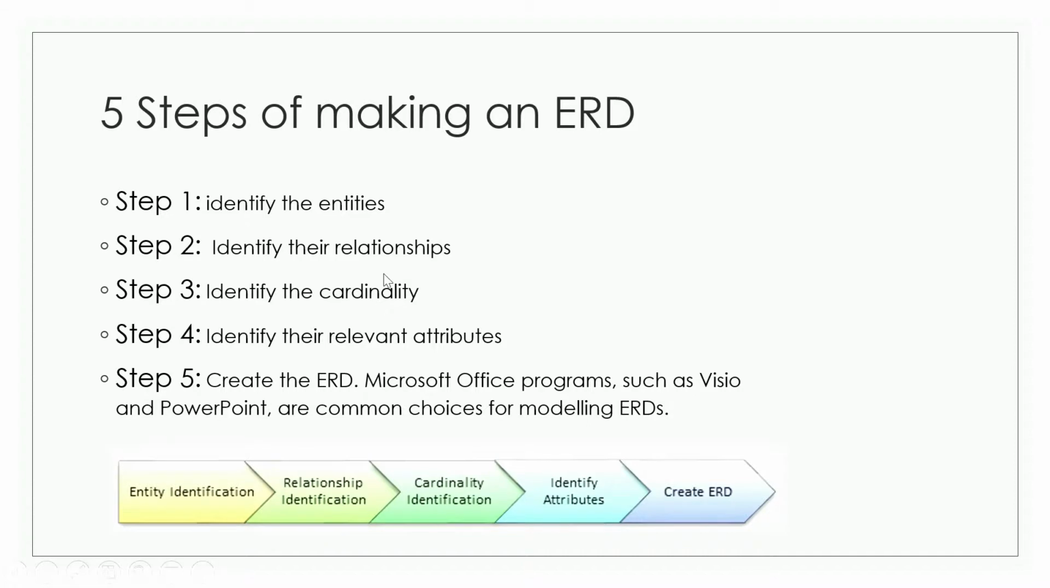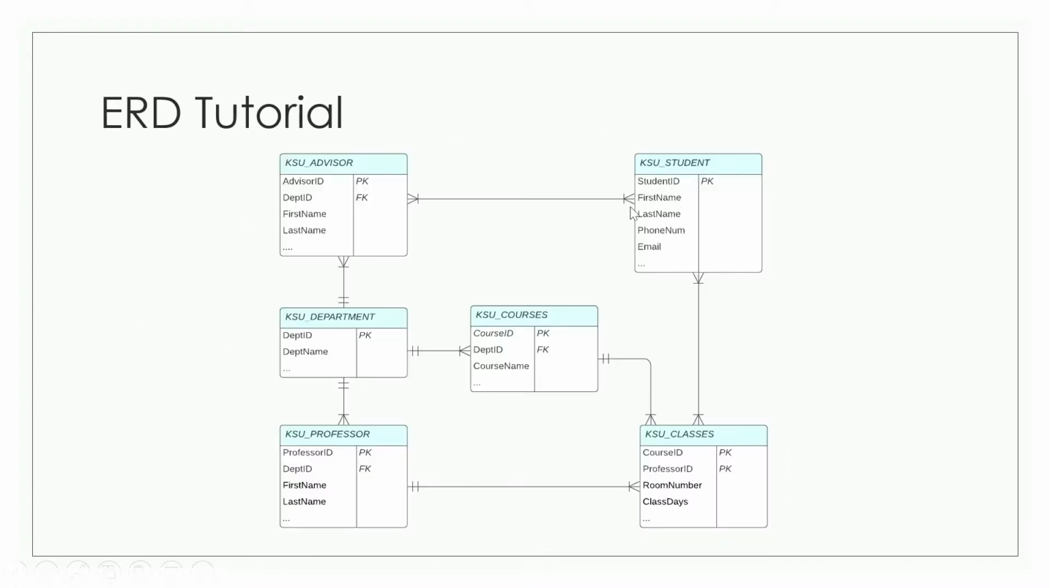Now that we've identified the relationships and their cardinality, we had to identify the relevant attributes. So for the sake of brevity, we won't go over every single one of these. But for example, we created a primary key, a student ID, that each student is uniquely identified by. And then we decided that maybe their first name and last name, their phone numbers, their email address, etc. would be useful attributes that the school would want to know.